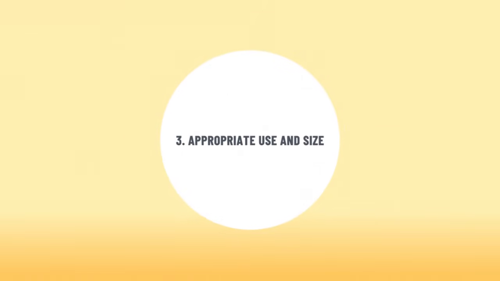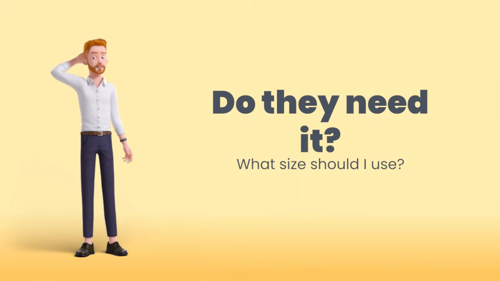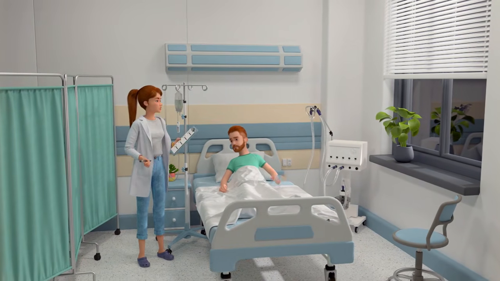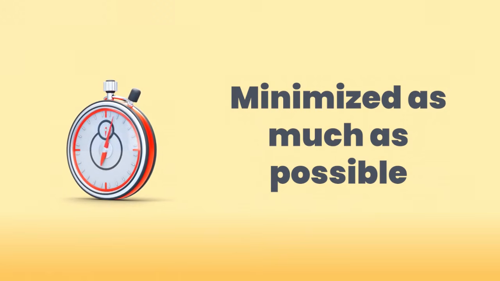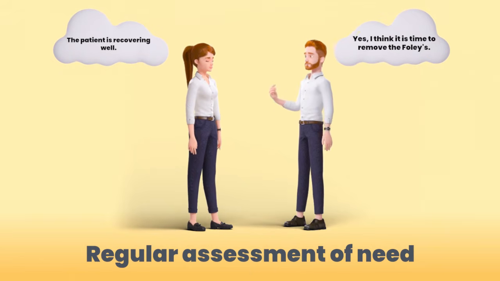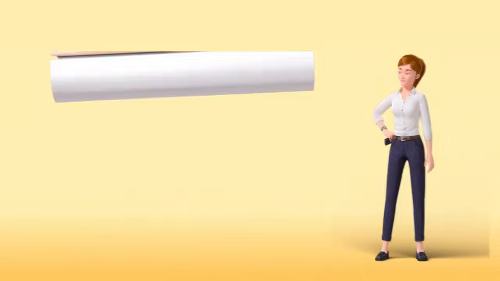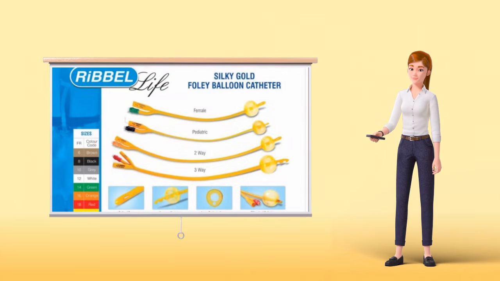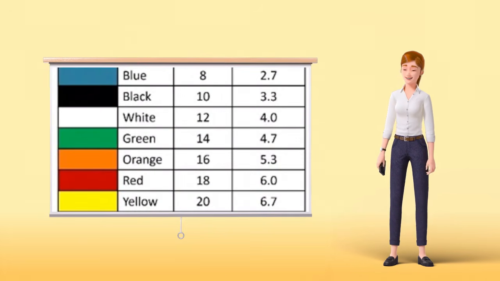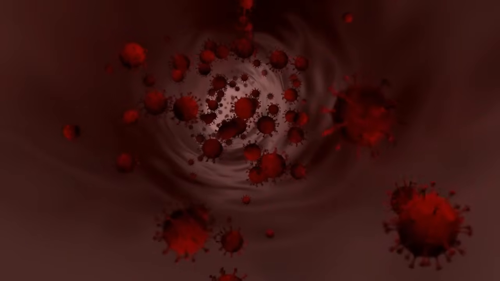Appropriate use and size. Another vital aspect is the appropriate use of catheters and using the most appropriate size of catheters. Catheterization should only be considered when it's absolutely necessary, and the duration of catheterization should be minimized as much as possible. Supervising healthcare professionals should regularly assess the need for the urinary catheter and promptly remove it when no longer necessary. Inserting a proper size is also a fundamental practice to prevent CAUTI. A catheter that is too small may easily introduce bacteria into the urethra. A catheter that is too large can cause trauma to the urethra, thus leading to an open road for bacteria as well.